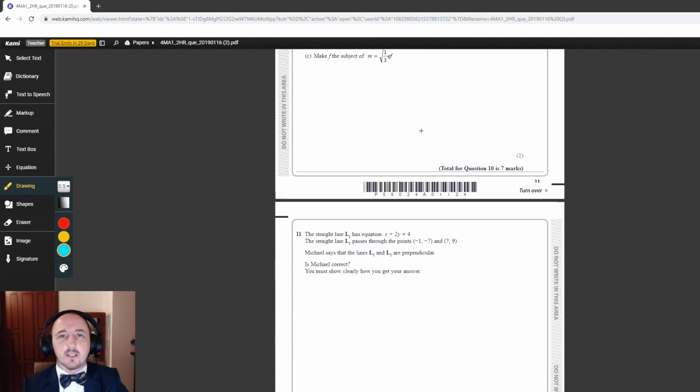Making f the subject, we have a square root to deal with first, so we're going to do m squared equals a third EF, which is EF divided by 3. So I can times both sides and then divide by E. Like that.